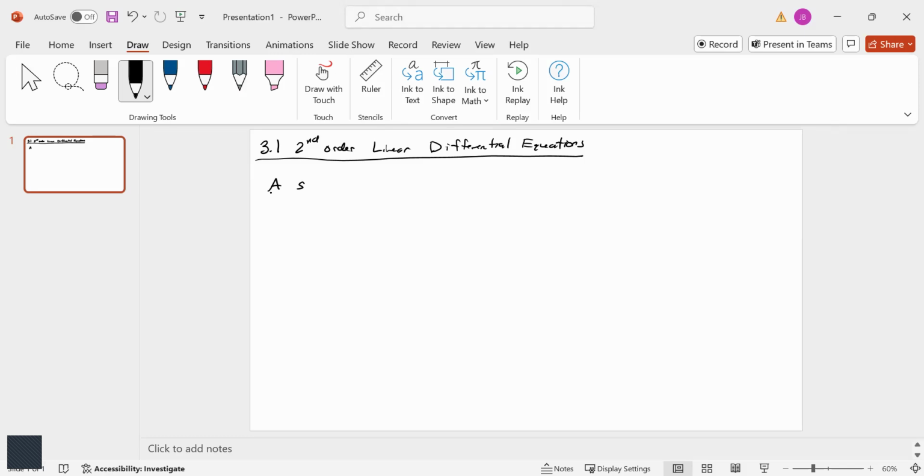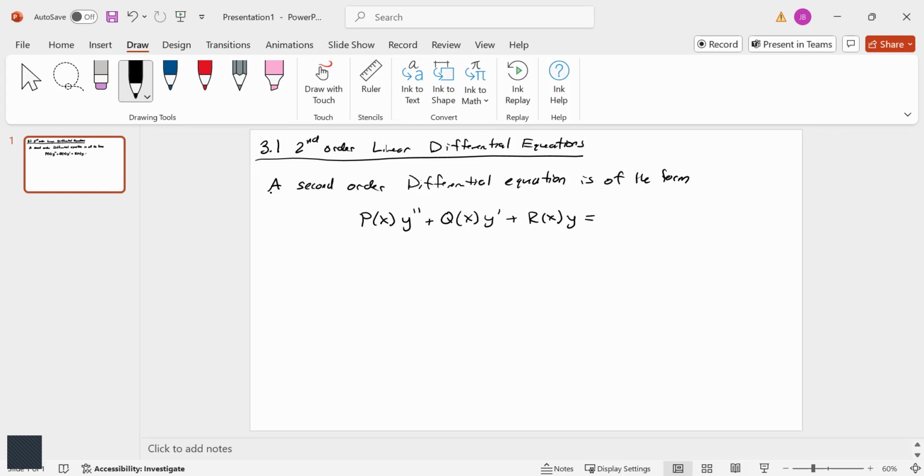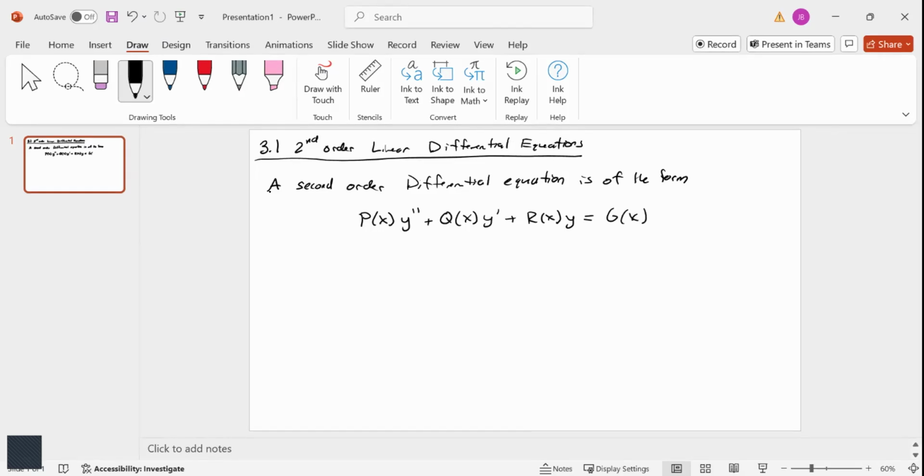A second order, which just means two derivatives, differential equation is of the form. There are many different ways people write this, but one way could be something like p of x y double prime plus q of x y prime plus r of x y equals g of x, right?